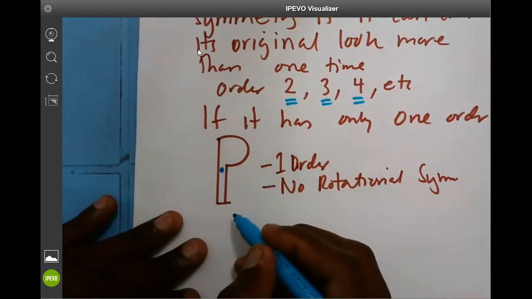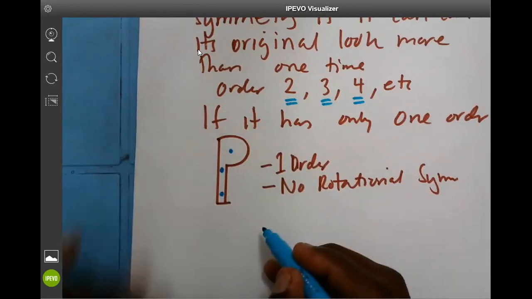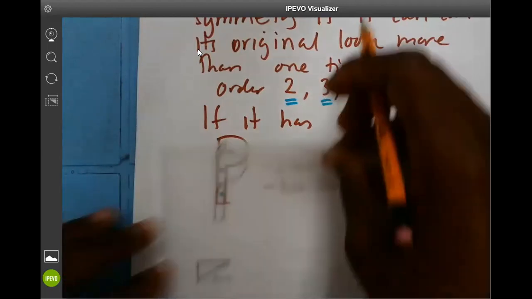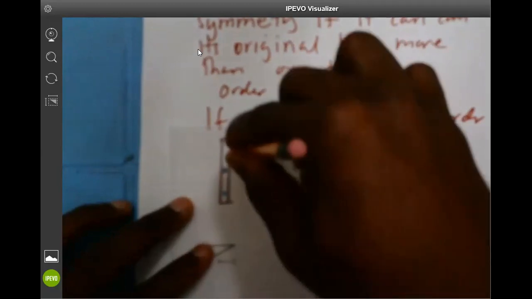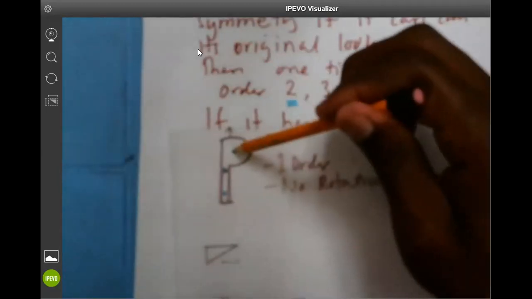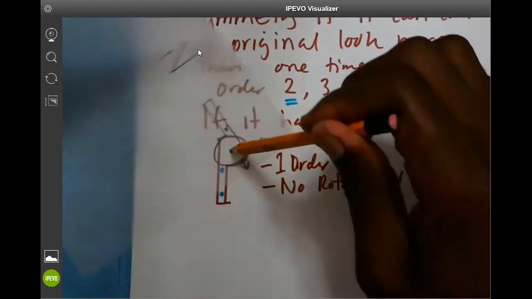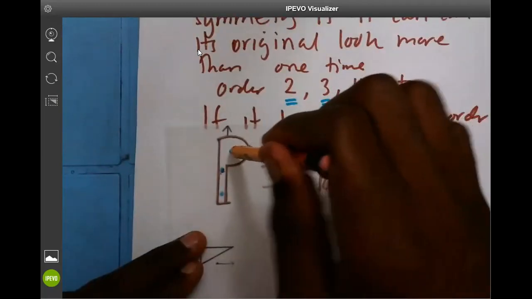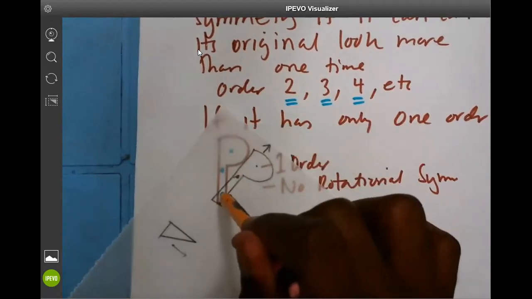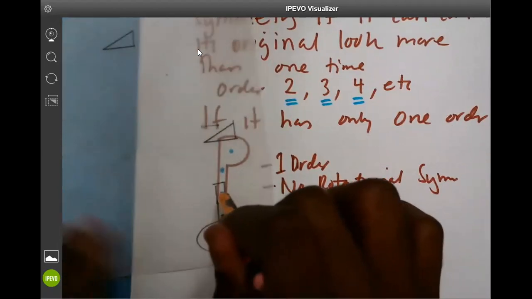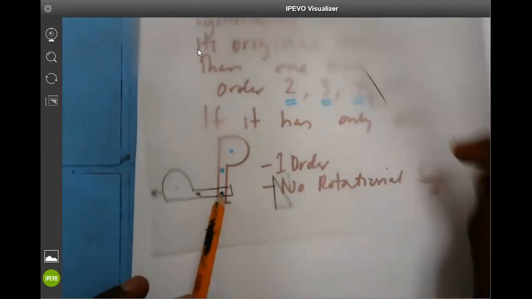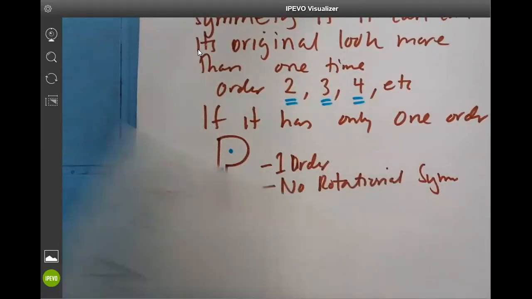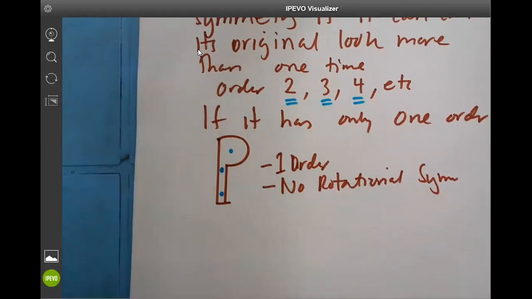I used this as my center when I was rotating. But I can even use this. Because anywhere I pinch, I will still have one order of rotation at the end. If I pinch there, and I rotate until the beginning, that's when I will regain the look. Even if I pinch this side down and rotate, anywhere I pinch, I will still get one order because this shape does not have rotational symmetry. Even if I pinch at the corner here, I'll still get one order. So when a shape has only one order of rotation, then that shape does not have rotational symmetry.